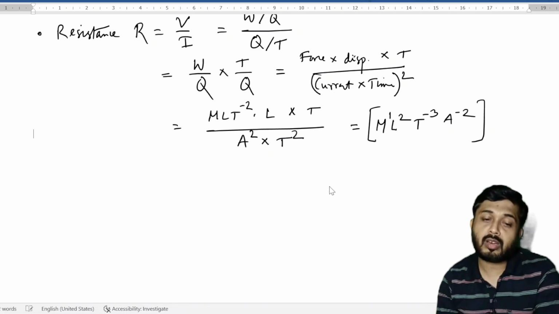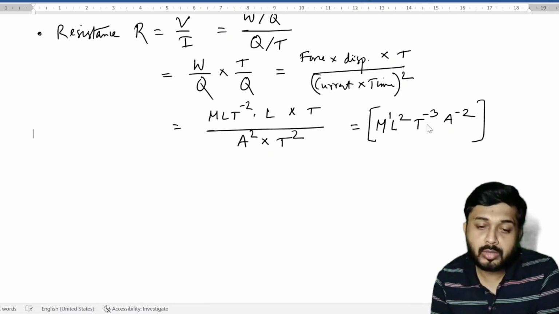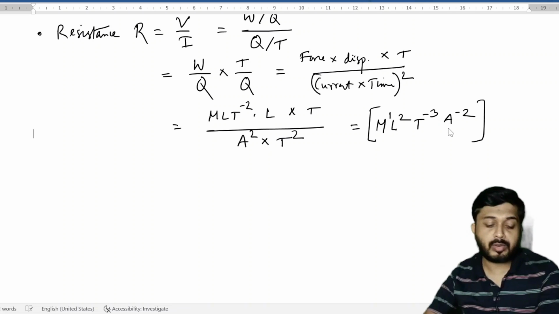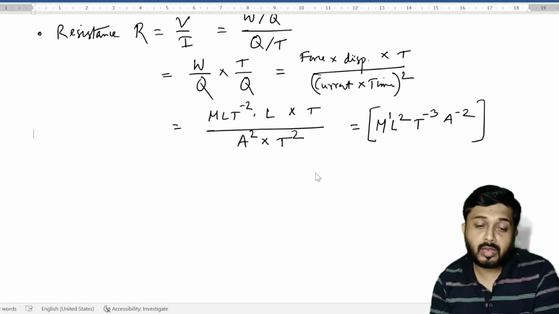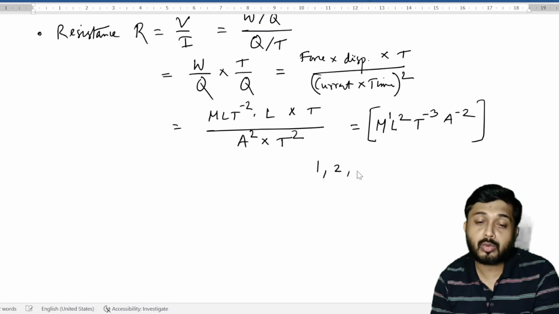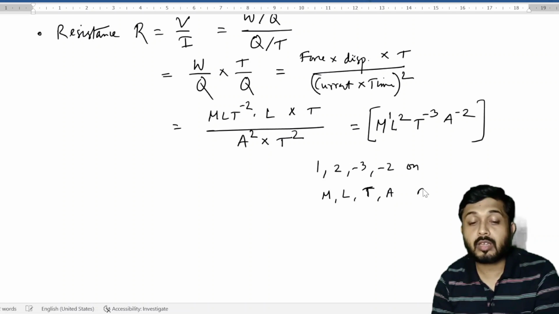M to the power 1, L to the power 2, T to the power minus 3, and A to the power minus 2. So in talking about the dimensions, we have to tell 1, 2, minus 3 and minus 2 on M, L, T and A respectively. Is it clear?